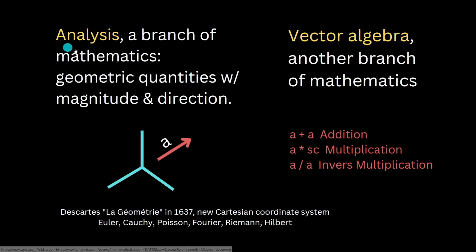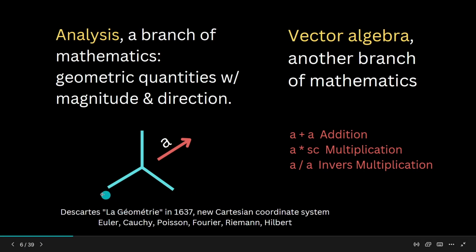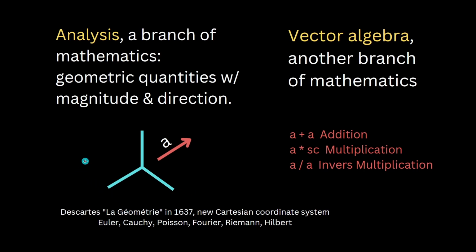There was a beautiful book, Vector Analysis, in the good old times, that described geometric quantities that have a magnitude and a direction. And if you look at history, you had Descartes with his La Géométrie in 1637, where he more or less invented the Cartesian coordinate system that we know today. And a lot of other mathematicians, Euler, Cauchy, Poisson, Fourier, Riemann, Hilbert, they all had a significant contribution. And today we build on their results. So you need mathematics.